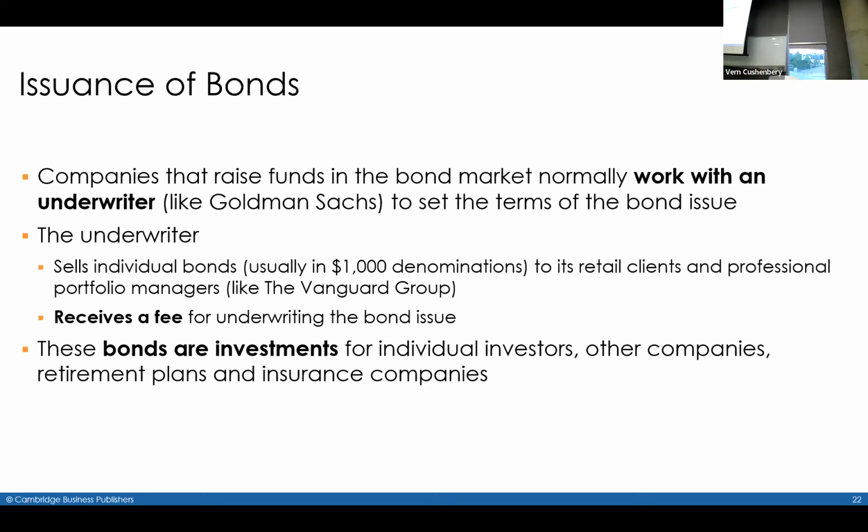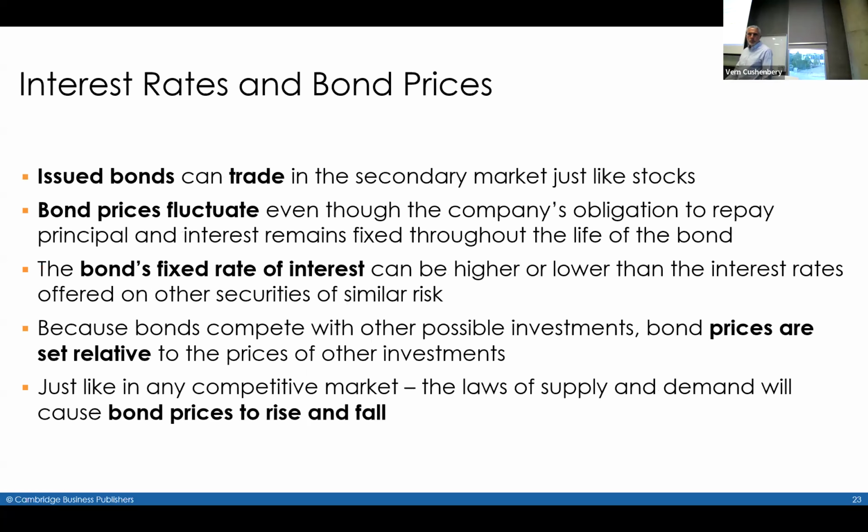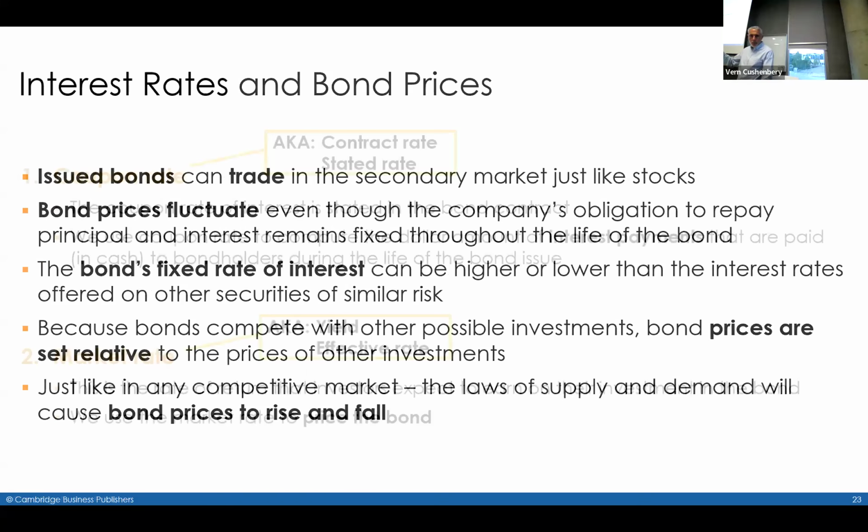So the underwriter is the company issuing the bonds. They sell to individuals, usually in $1,000 denominations. They receive a fee for underwriting the bonds, and then these bonds are investments for individual investors, companies, retirement plans, and insurance companies. They can trade in the secondary market. We talked about that. Bond prices are going to fluctuate.